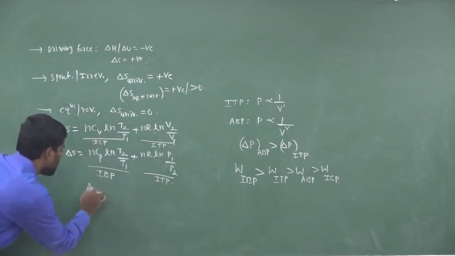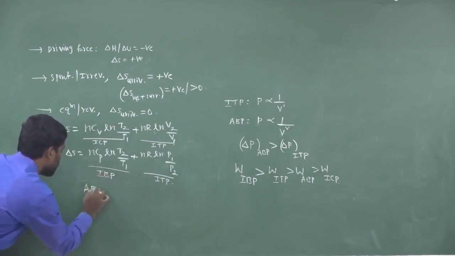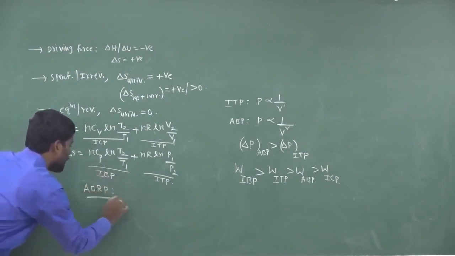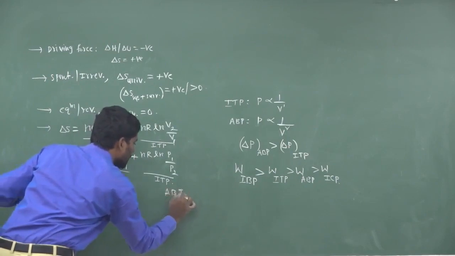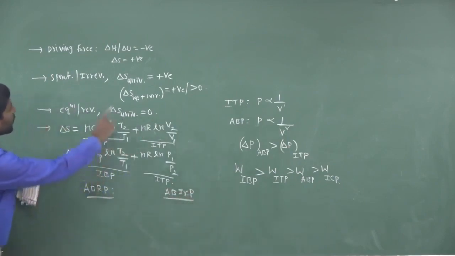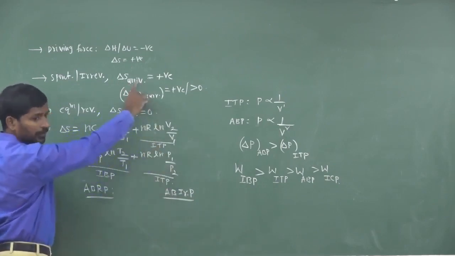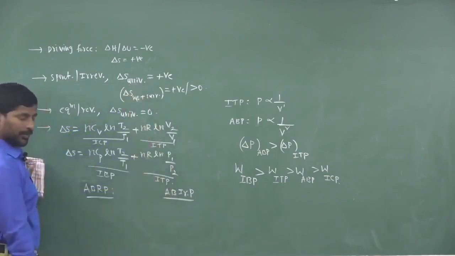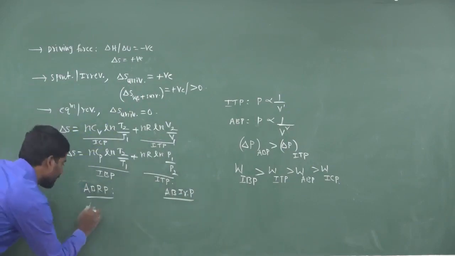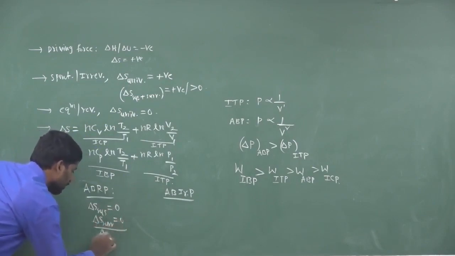And what is the expression for an adiabatic reversible process, and an adiabatic irreversible process? We know for a reversible process delta S universe is 0, and for an irreversible process delta S universe is positive. But what about system and surroundings? For an adiabatic reversible process, system 0, surroundings 0, and universe also 0.